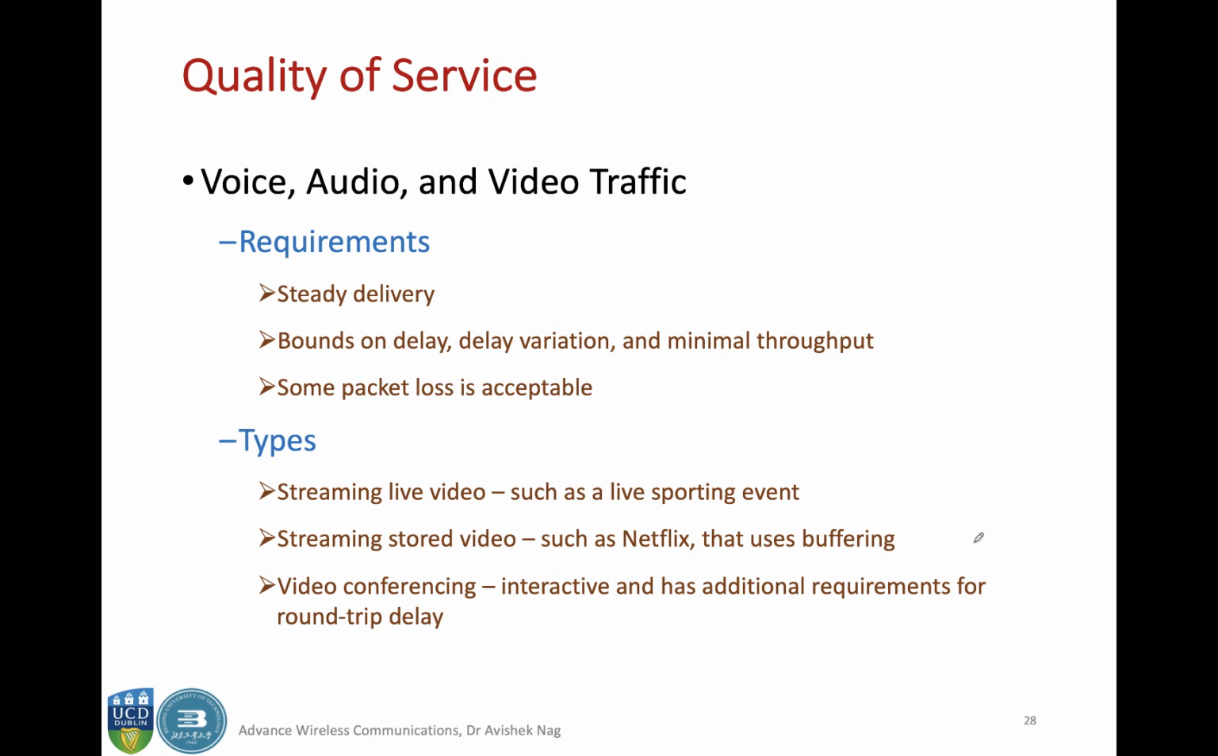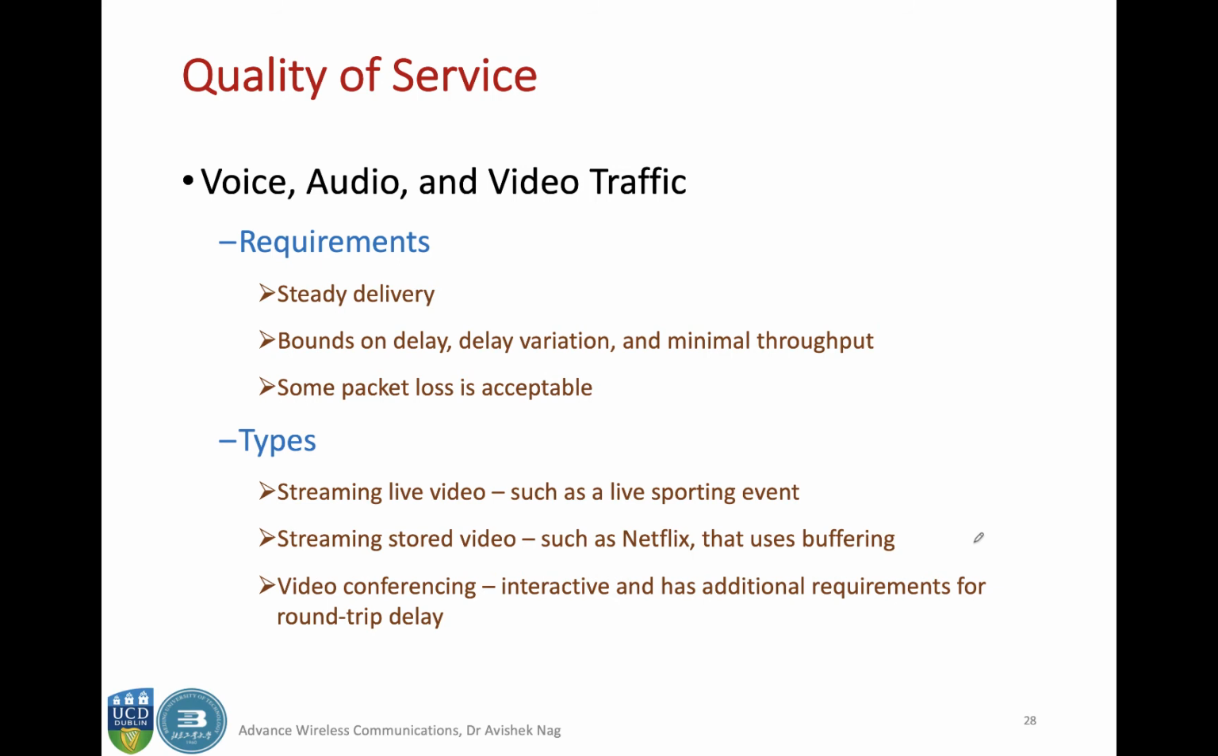For example, if you have a streaming video going on, such as a live sporting event, then you are basically not looking for something that will stop your video from time to time, and there will be a delay, and there will be buffering of the video.